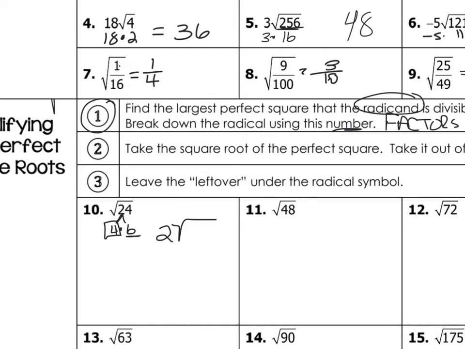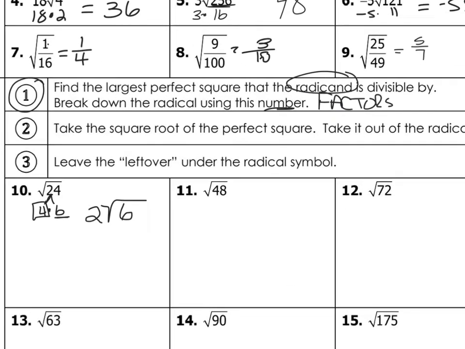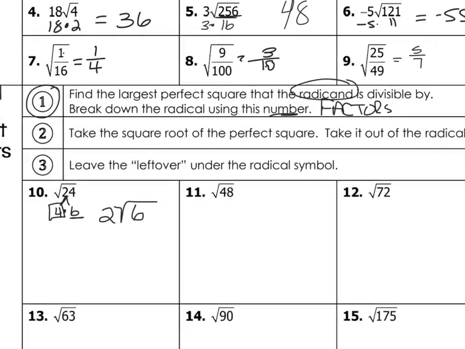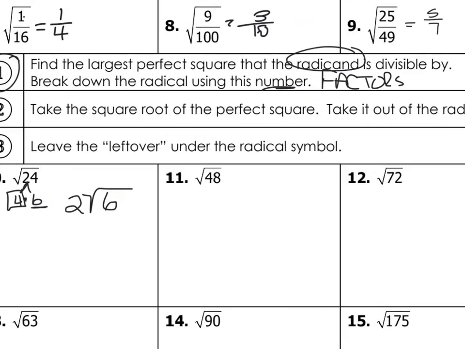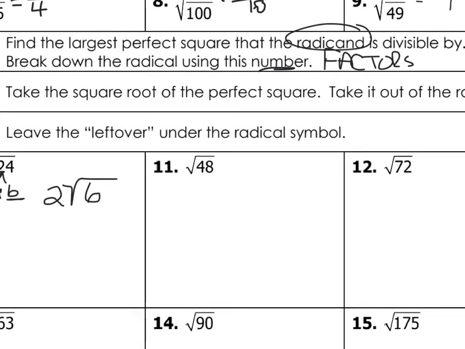The 6, he's left over. He's part of the leftovers, so it's going to stay home. Okay? Now these are pretty easy since these are smaller and you can find the factors, but I'm going to show you a way later that if you can't find a perfect square, we'll go from there.